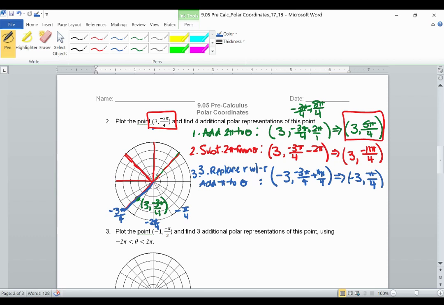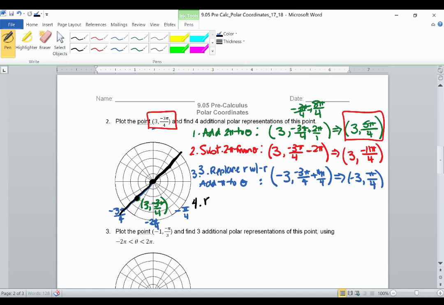So if I went up, I'm going to erase some of these lines I have drawn in here. If I went up 1 pi over 4, that brings me to here. But if I want to graph negative 3 as my directed distance, I'm going to extend my black line out, and instead of counting 3 lines up, I'm going to go from the pole in the opposite direction. Still along that line, 3 circles out. So 1, 2, 3, and that again brings me to that same point.